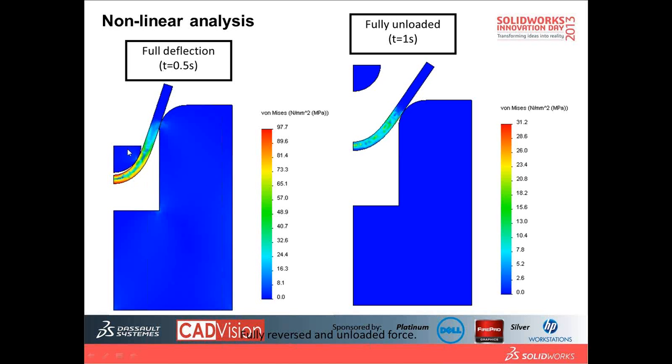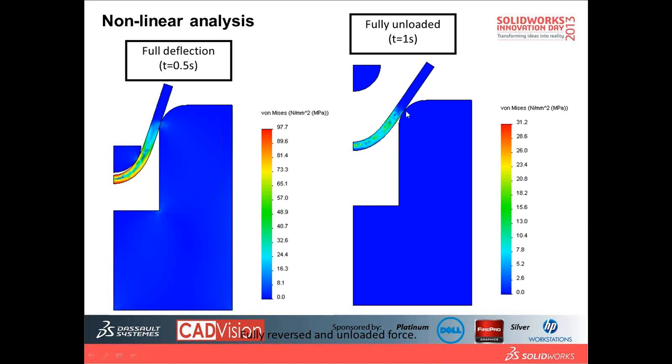So you can see we punch down. This is the full depth. The maximum stress is 97.7. And then we fully unload, and the sheet metal piece springs back up. At this stage we still have 31.2 megapascal. There is still stress because the fixture is still constraining it. They will have a little bit of spring back effect.